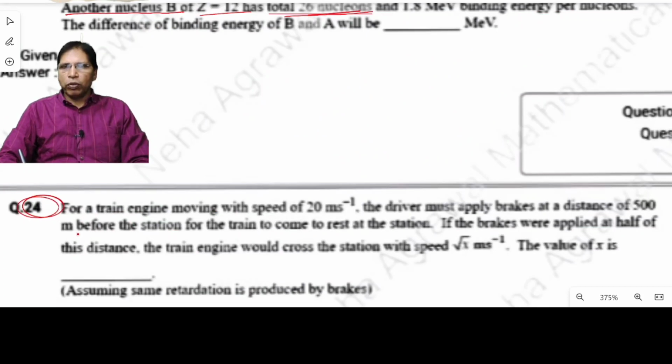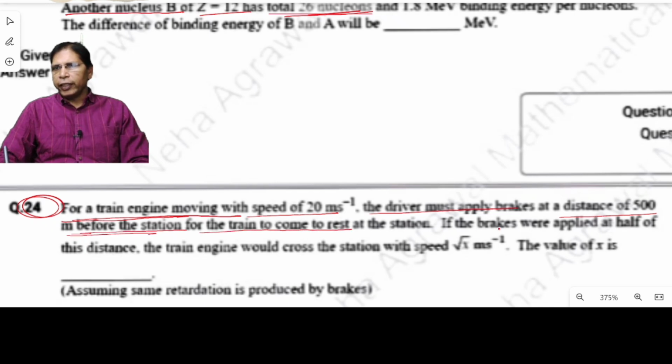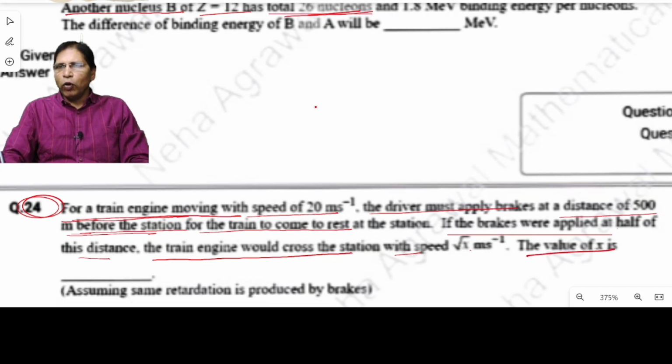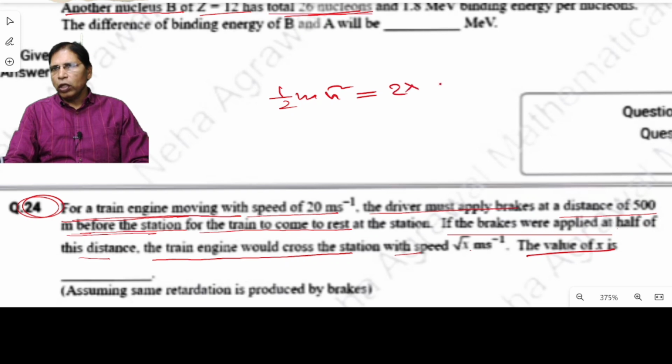Question number 24. A train engine is moving with a speed of 20 meter per second, and the driver must apply the brake before the station for the train to come to rest at the station. If the brakes were applied at half of this distance, the train engine would cross the station with a speed of root x meter per second. Find the value of x. Now look at this: half mu square equals 2 into a into s, where s is 500 meter, into mass.